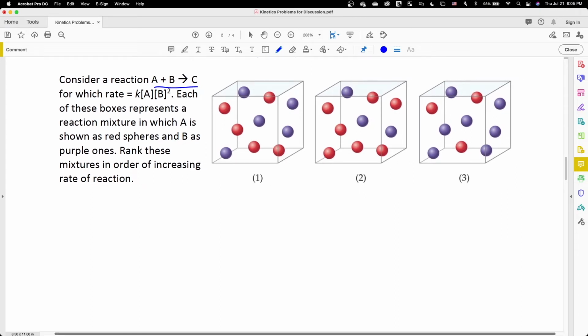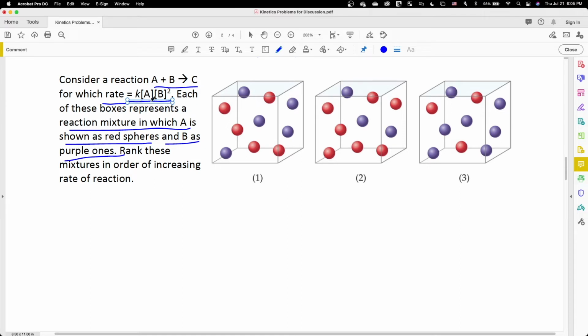So consider the reaction of A plus B makes C. And the rate law that it gives us is rate equals k times A times B to the second. Each of these boxes represents a reaction mixture in which A is shown as red spheres and B is shown as purple ones. So rank these in order of increasing rate of reaction, which is really easy.